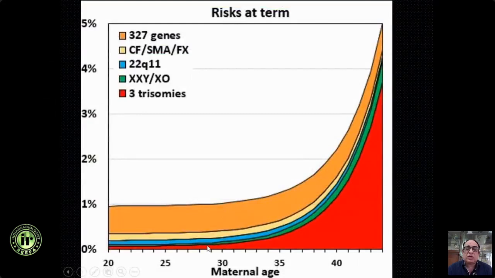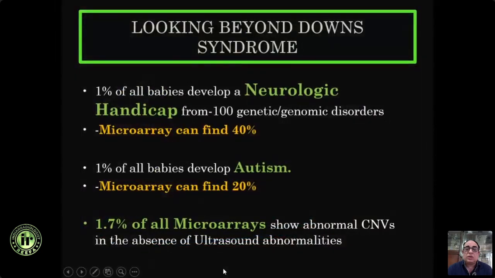So if you see this chart of maternal age, as you progress beyond 30, your incidence in red of aneuploidy increases. Whereas even at a younger age, your incidence of multiple abnormalities is constant, and this is constantly increasing. So it doesn't matter whether you are below 30 or above 30. 1% of all babies today can have a neurological handicap from various syndromes, almost 100 genetic syndromes, and microarray can find 40% of them. Microarray can also find about 20% of autism.